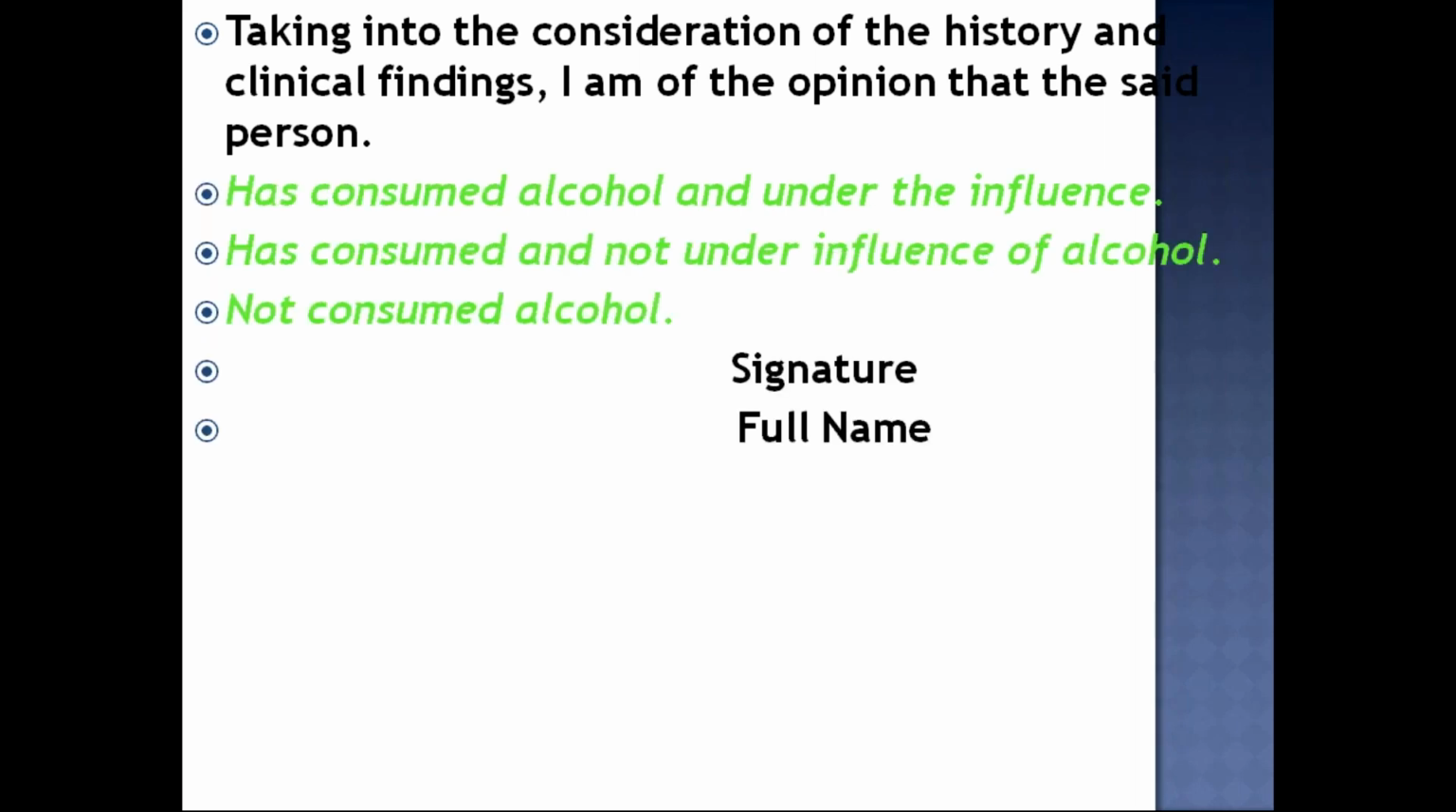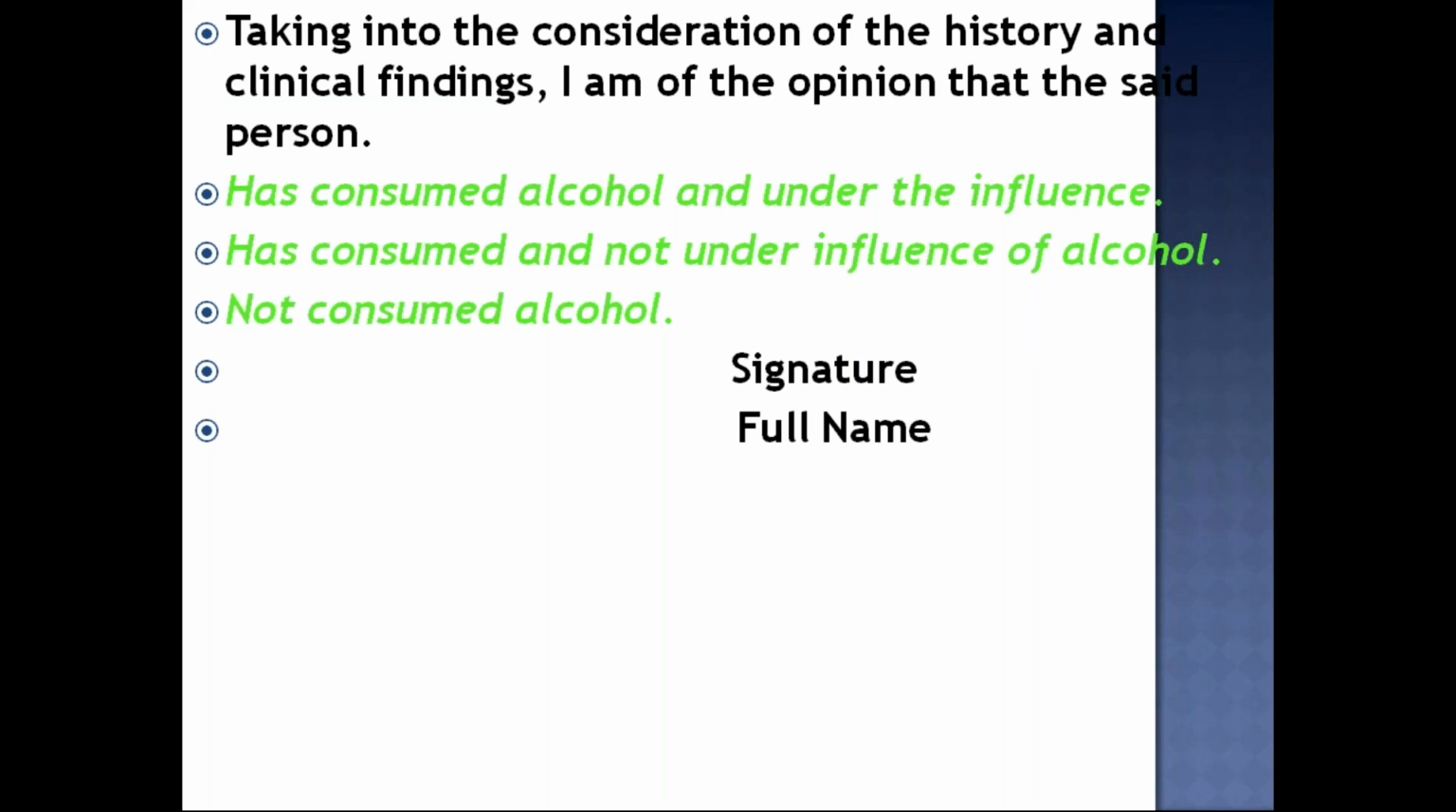So these are the three reports we can give in a drunkenness certificate. We have to write exactly the same, taking into consideration the history and the clinical findings. I am of the opinion that the person has consumed alcohol and is under the influence of alcohol, has consumed alcohol and is not under the influence of alcohol, and number 3, has not consumed alcohol and is not under the influence of alcohol. So there are 3 possibilities you can give.